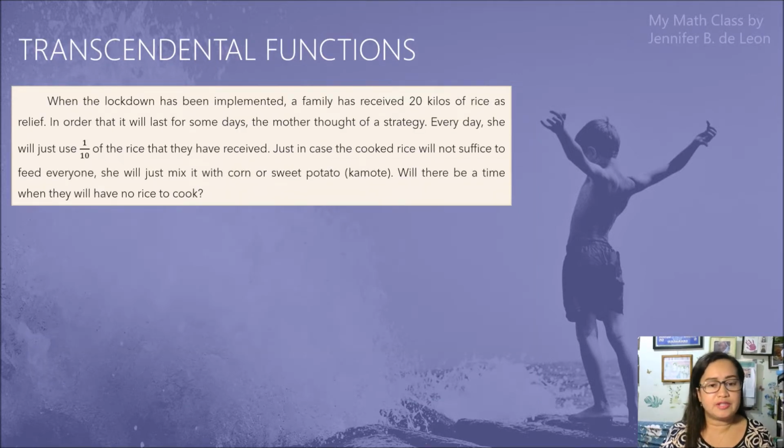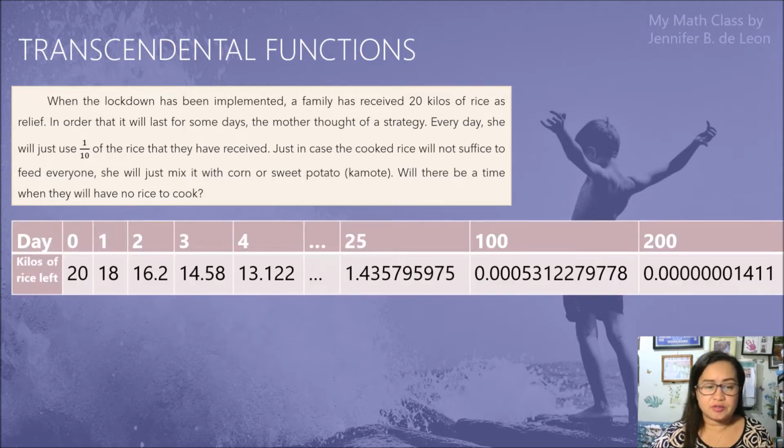Now take note that the mother will cook 1/10 of the rice they have received every day. So let's start with day 0. On day 0, they will have 20 kilos. Now after the first day, the mother has cooked 1/10 of 20, that is 2 kilos. Then subtract that from 20, so the number of kilos of rice left would be 18. Now doing the same procedure, getting 1/10 of 18, then subtracting that from 18, we will have 16.2. The same with the third and the fourth day.